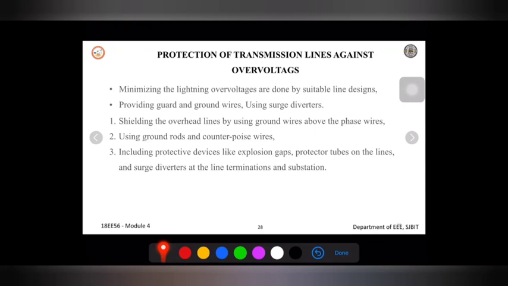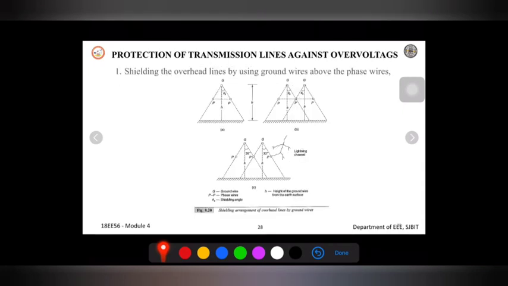Finally, we can include protective devices like explosion gaps or protector tubes on the transmission line, and surge diverters at the line termination and substation, where the line is ending. When you are transmitting power, if the line is terminating at a load or at a substation, in those cases also we will be protecting using a surge diverter. We will see them one by one with respect to diagrams. So this is the first one: shielding of overhead lines against overvoltage by using ground wires above the phase wire.